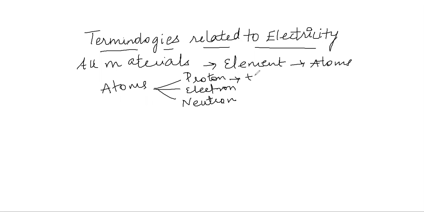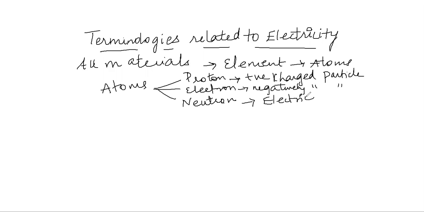Protons are positively charged particles. Electrons are negatively charged particles. Neutrons are electrically neutral. Electrons move around the nucleus in the orbit.